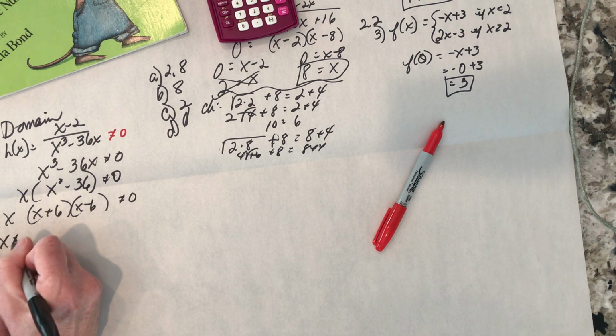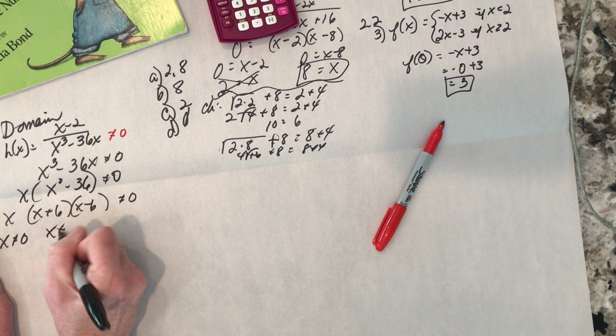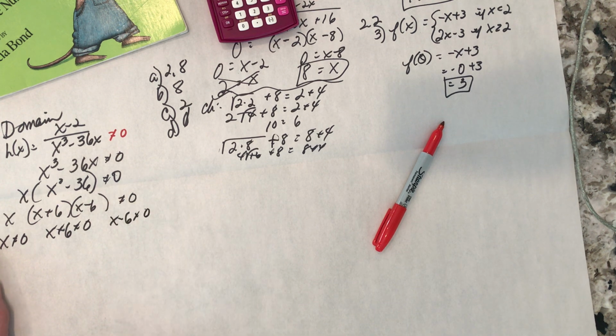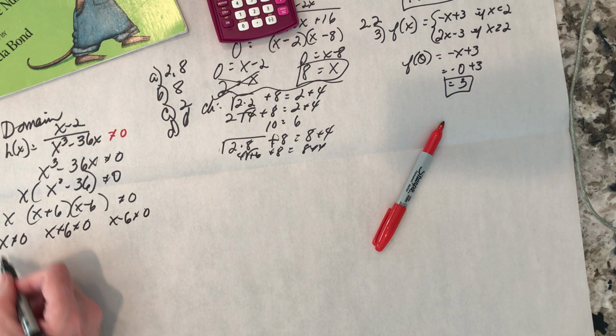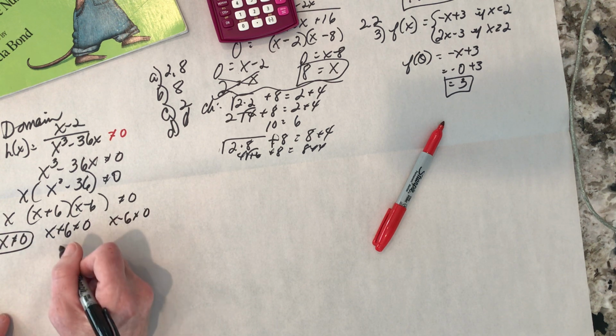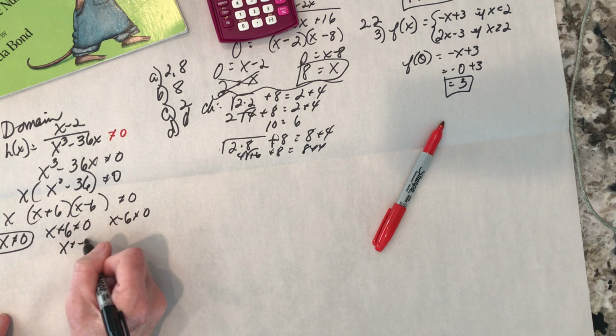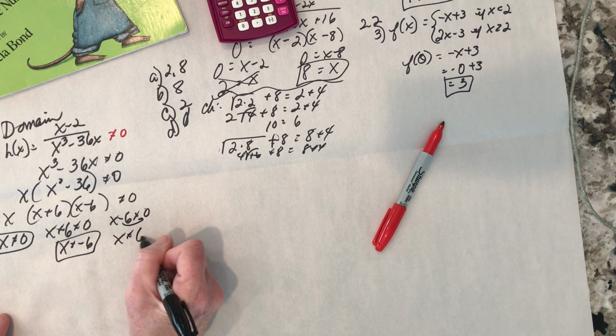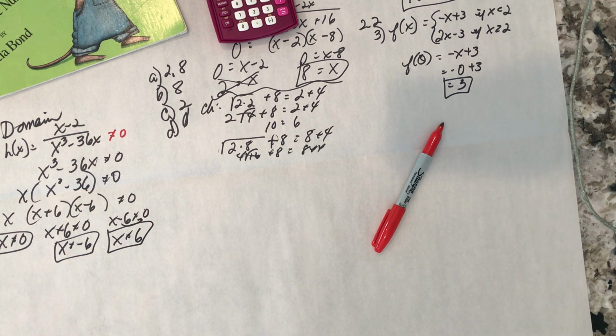So x cannot equal 0. X plus 6 cannot equal 0. And x minus 6 cannot equal 0. So here we have one of our no-nos. Move the 6 over, and you see that it cannot equal negative 6. Move the 6 over, and you see that it cannot equal positive 6. So those are our 3 no-nos. If the question asks you, I mean, you look at the answers. If the answers have 0, negative 6, and 6, that's your answer.